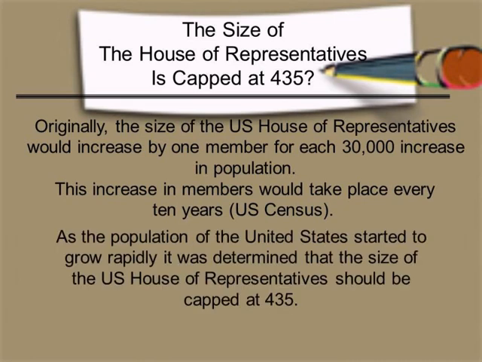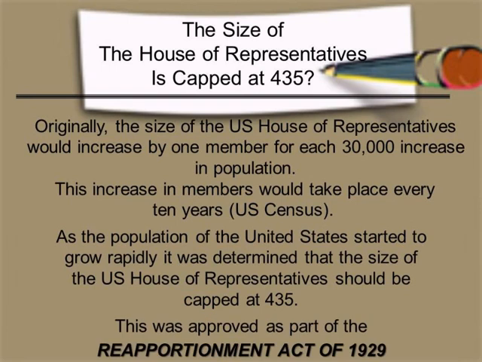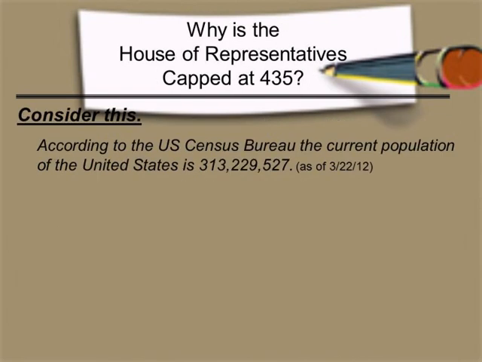And as the population began to grow quicker and quicker, in 1929 we figured out that if we continue to add 1 member of the House of Representatives for every 30,000, very quickly the House of Representatives would become much too large. So in 1929, as part of the Reapportionment Act, we said the House of Representatives will never be any larger than 435. Let me show you just a little bit of math here.